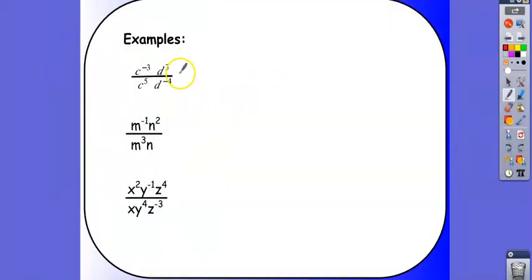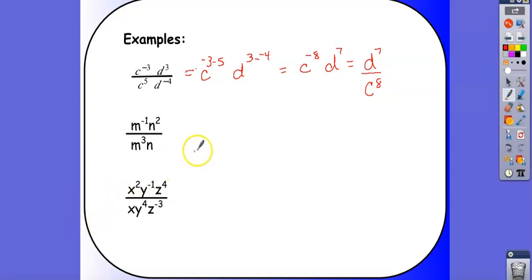Okay, back to this one. Because we're going over the division property, the first thing I'm going to do is the division property. I'm going to take that C and say negative 3 minus 5. And for D, 3 minus a negative 4. I end up with C to the negative 8, D to the positive 7. Now I'm going to use my upstairs downstairs rule because I can't have a negative exponent. That's my final answer. Can I do it other ways?